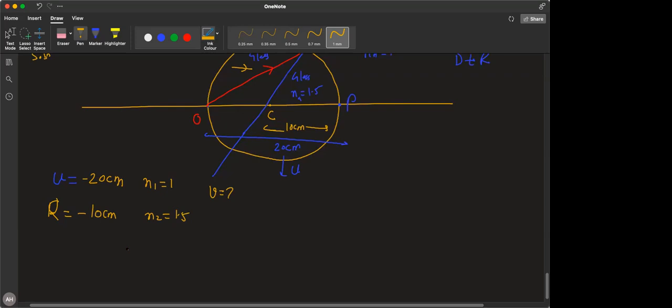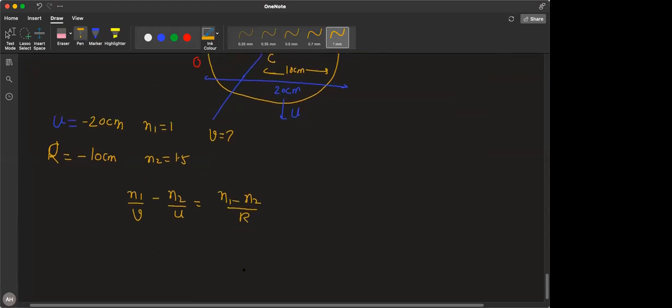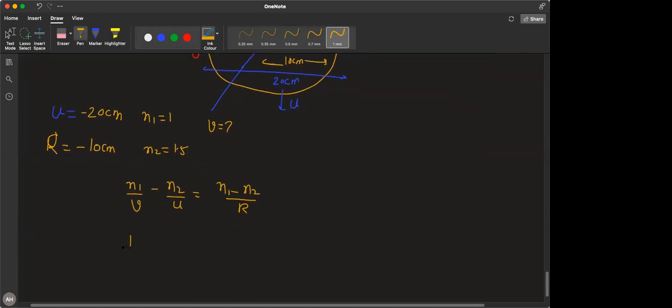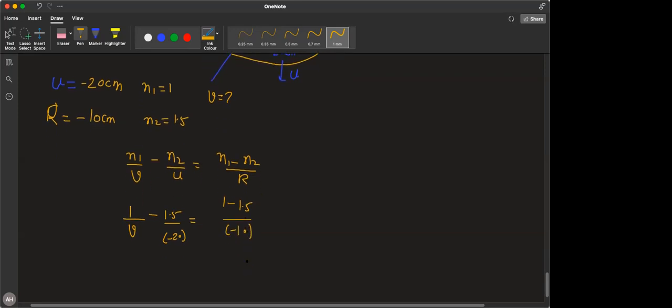So we'll use N1 by V minus N2 by U is N1 minus N2 divided by R. So N1 is 1, V is unknown, U is minus 20, and 1 minus N2, 1.5 by R. R is minus 10.